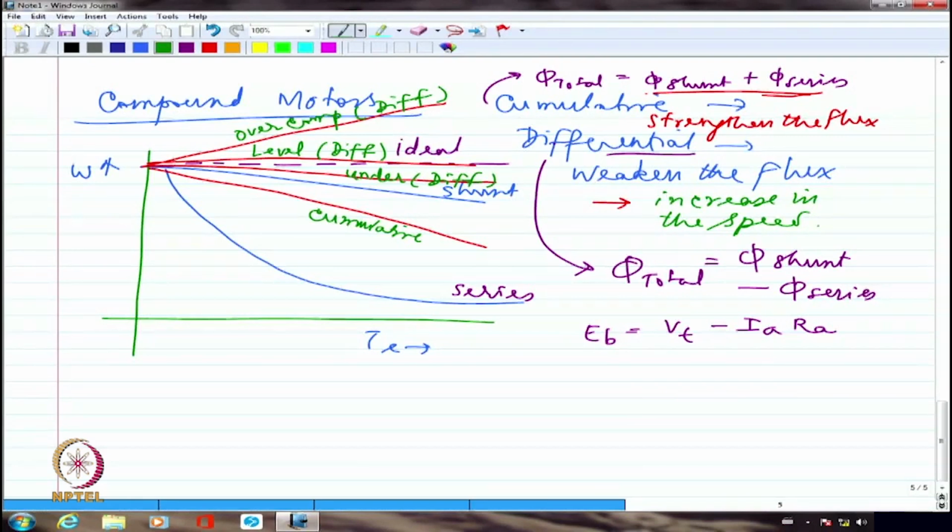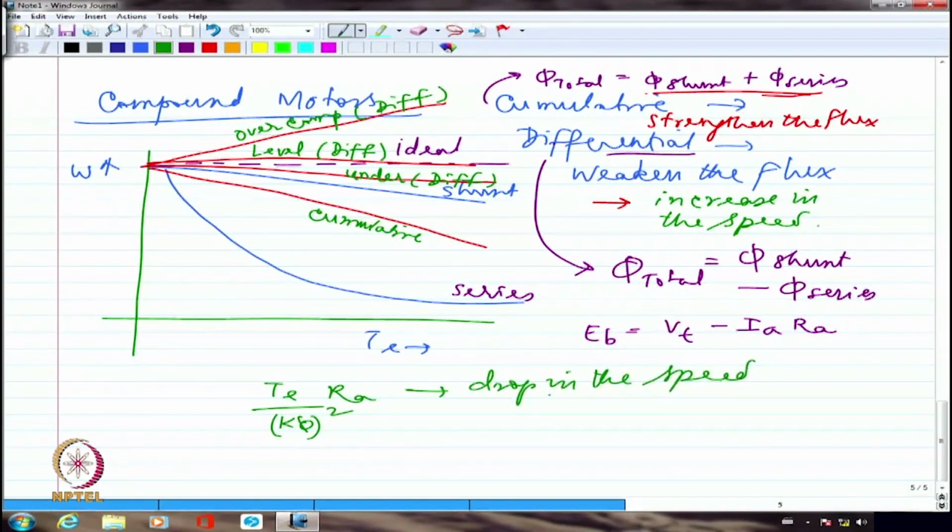See, if I am having IaRa drop, I am essentially looking at TE divided by K phi whole square multiplied by Ra. This is the drop in the speed due to torque or IaRa. If the torque had been 0, Ia also should have been 0. This will not be there at all. I should not have had any drop in the speed.